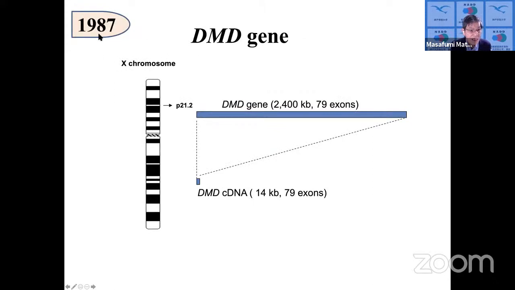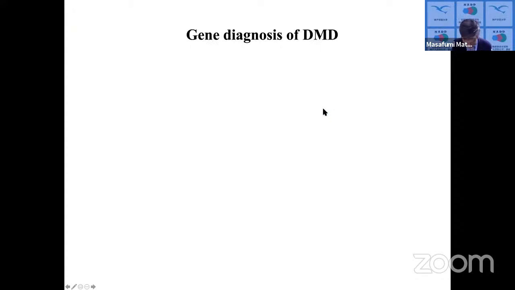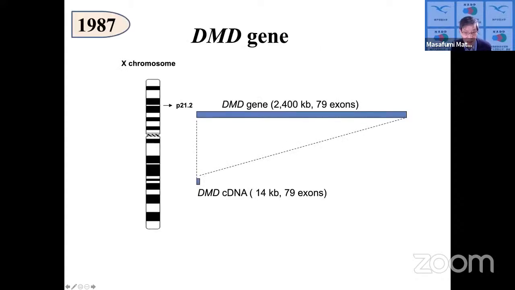And in 1987, DMD gene was cloned, the responsible gene for Duchenne muscular dystrophy. It's mapped on P21.2, and DMD is more than 2,000 kb, consisting of 79 exons. But DMD cDNA is only 14 kb. This means more than 90% of gene is intron. By cloning the DMD gene, we started to understand DMD at genetic level.